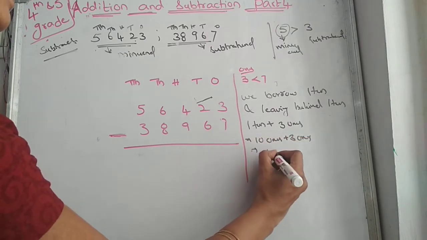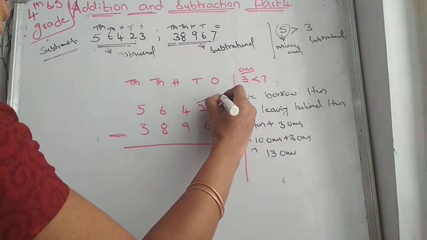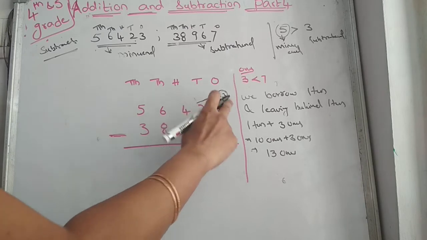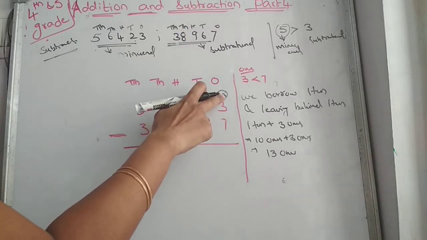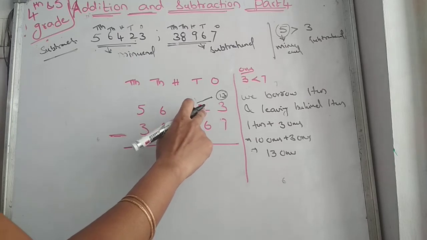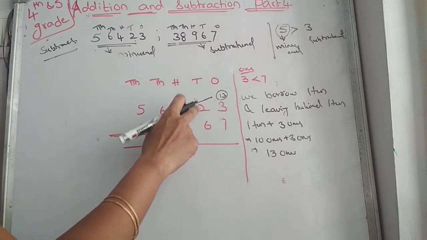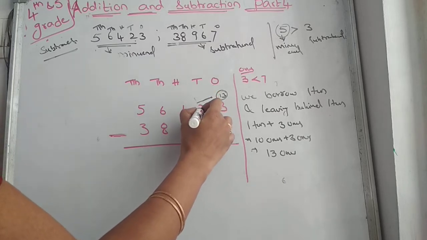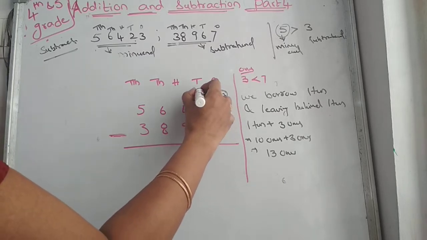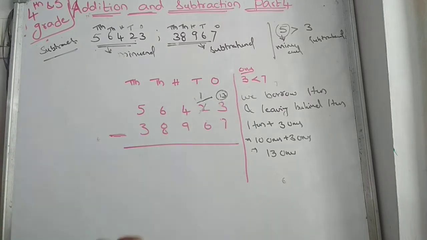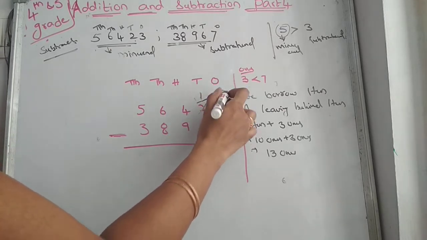So we have 13 ones. If we borrow 1 ten from here to here, we will get 13 ones here. In the tens place, it gives 1 to the ones place, right? So 1 will decrease here. 2 minus 1 means 1 here. Okay, here instead of 3, 13 happened.